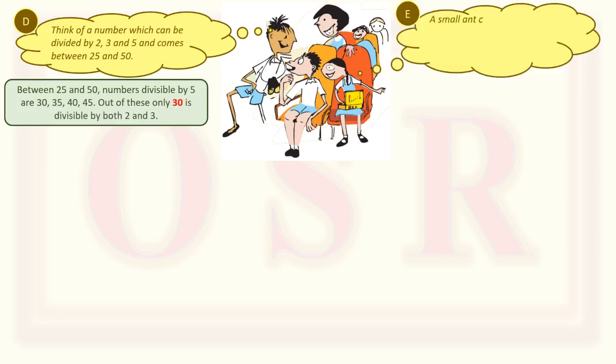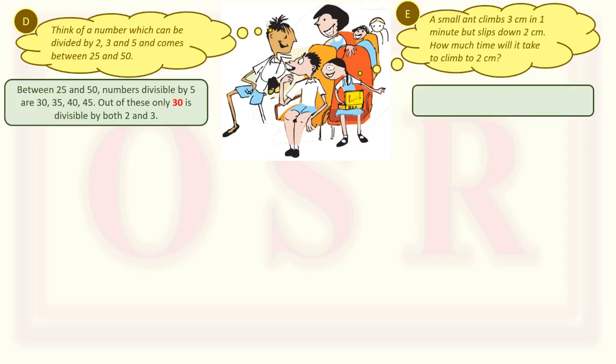Right? Next. A small ant climbs 3 centimeters in 1 minute but slips down 2 centimeters. How much time will it take to climb 2 centimeters? So every minute the ant climbs 1 centimeter only. So to climb 2 centimeters, it will need 2 minutes.